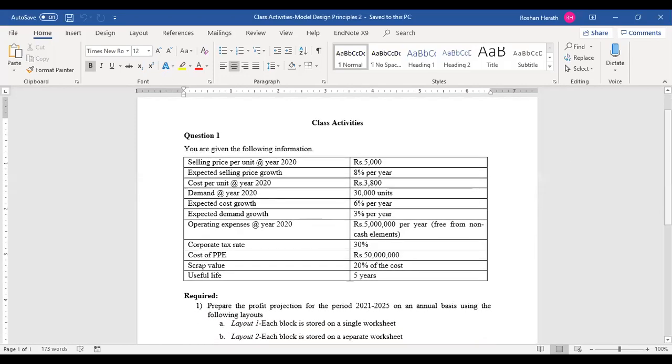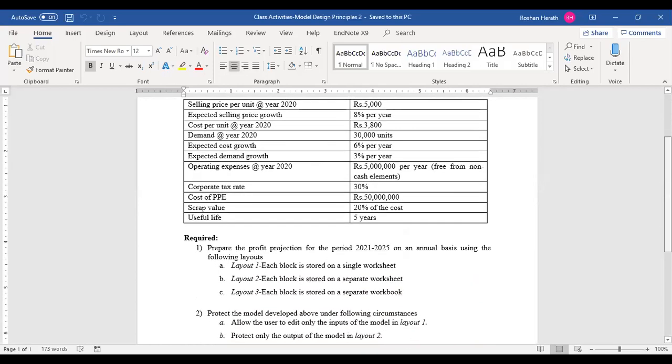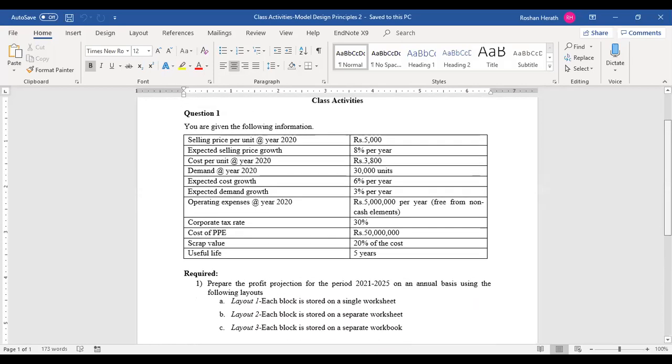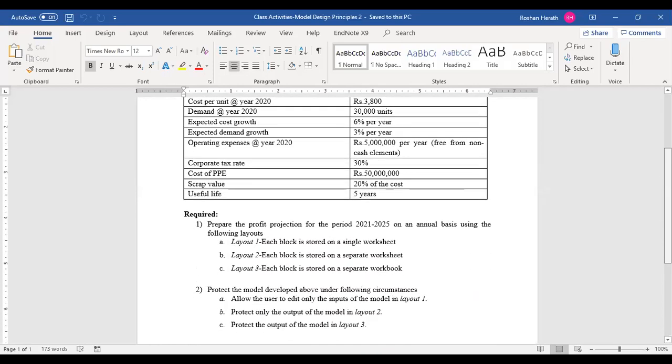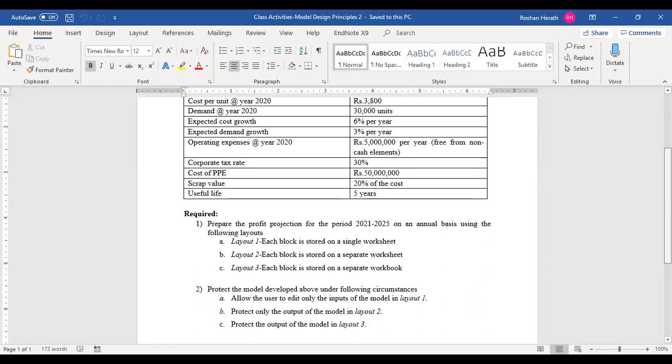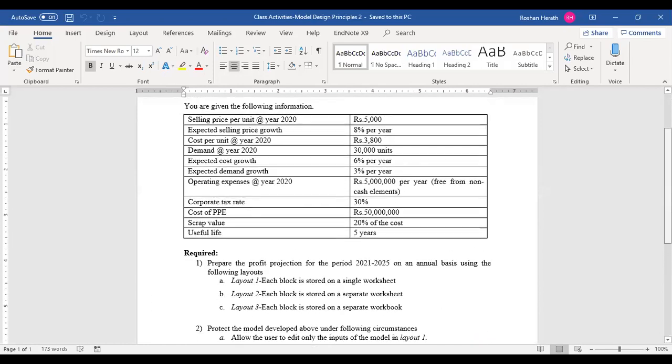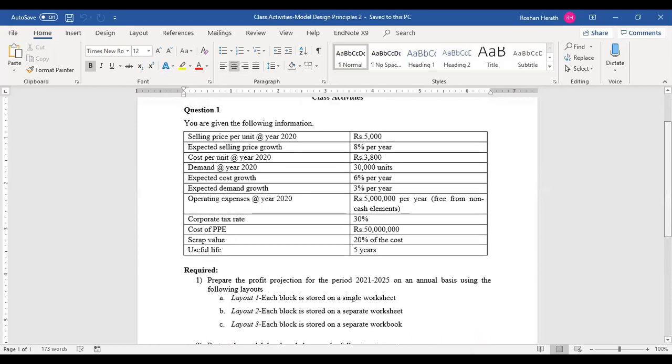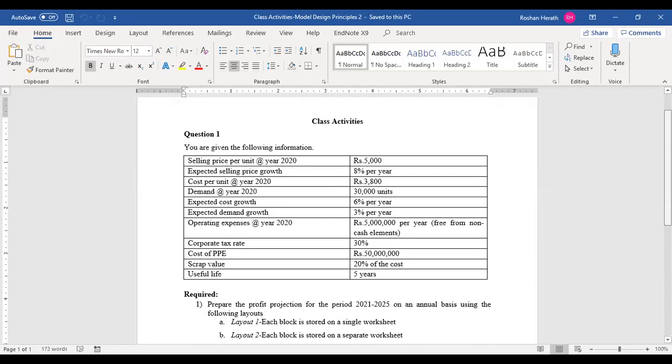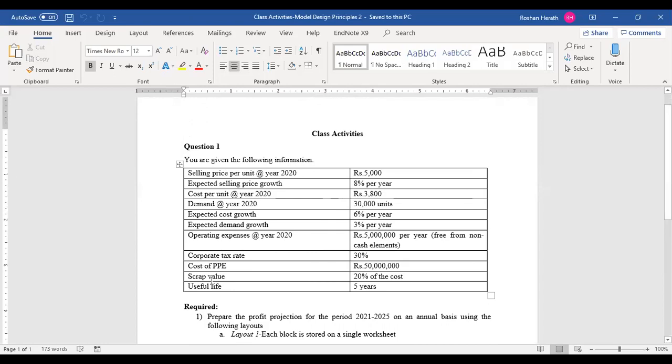So here we have the class activities. You were given one question, and you are expected to put it in three different layouts, the layouts we had learned, and also to protect the model under different circumstances. That was the expectation. Let's start with the first layout, where each block is stored on a single worksheet. In fact, that is the rectangular format, right?